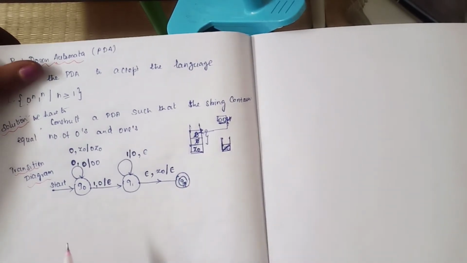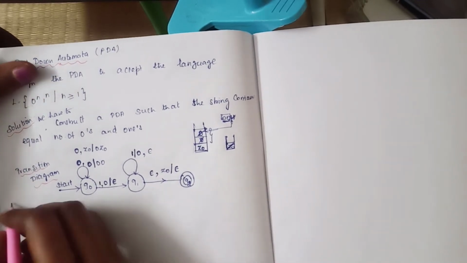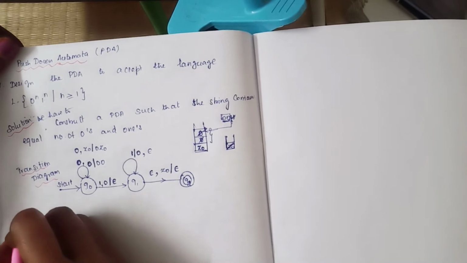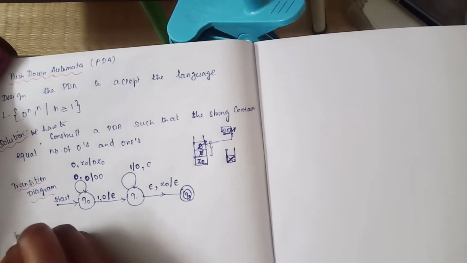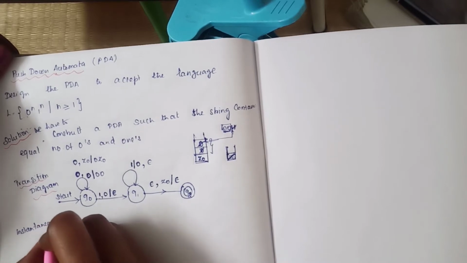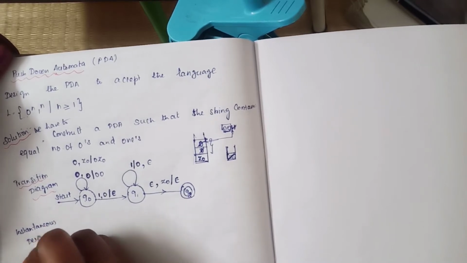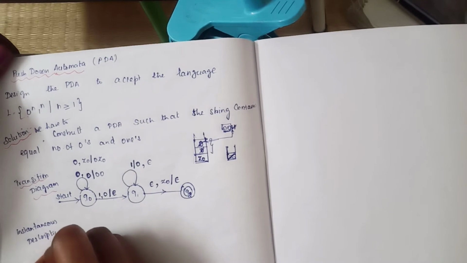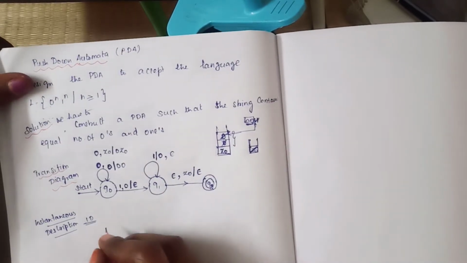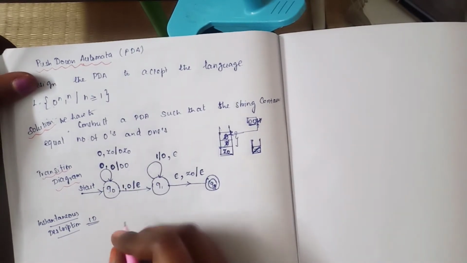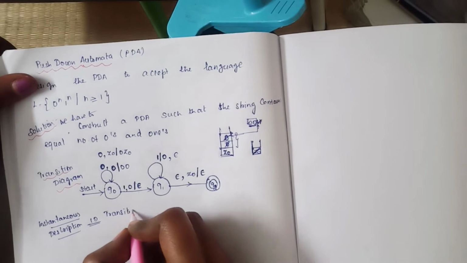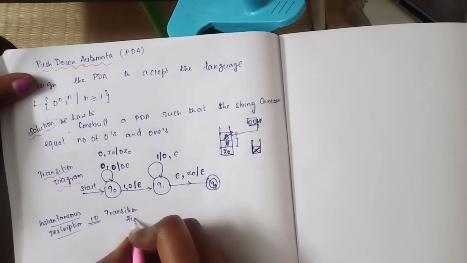Right? So for this we will have the instantaneous description, which is also said to be the ID format. So the ID format will be here. It is also said to be a transition function, right? This is also a transition function.